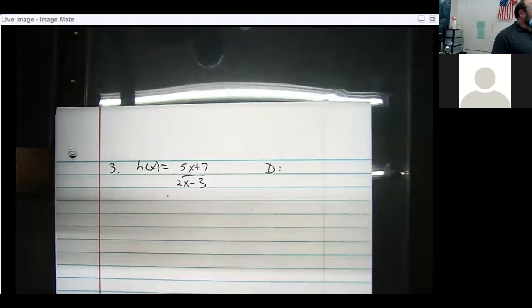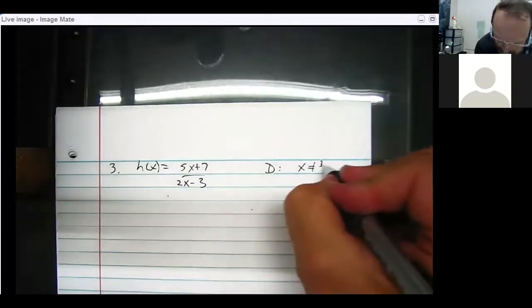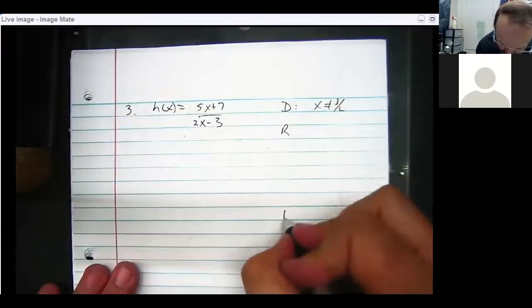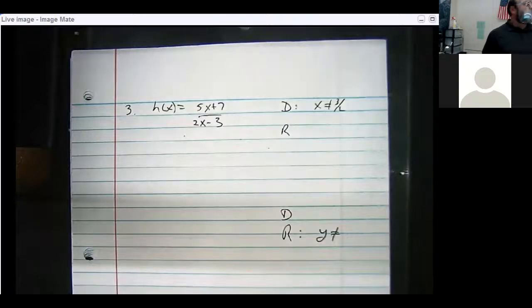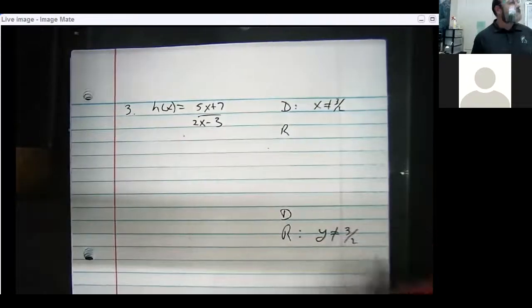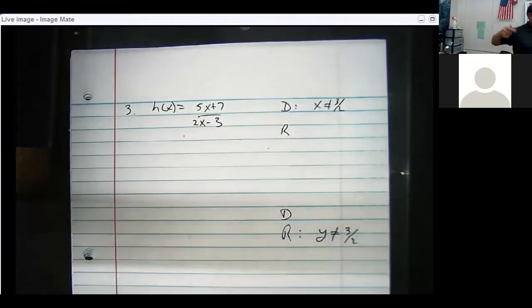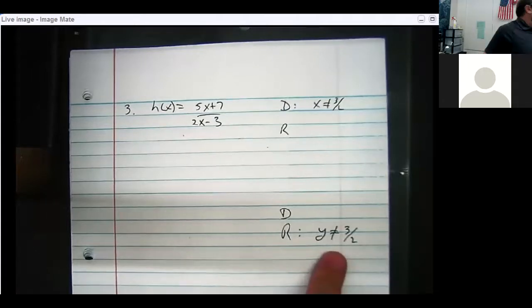What do you know? Can't be what? 3/2. Which means when I go find my new stuff, I already know that y can't be what? Oh, that's kind of interesting. By the way, x equals 3/2 means it was a vertical asymptote. That means, what is my new one going to have? What is a vertical line going to become under one of these things? A vertical line becomes a horizontal line. That's kind of weird.